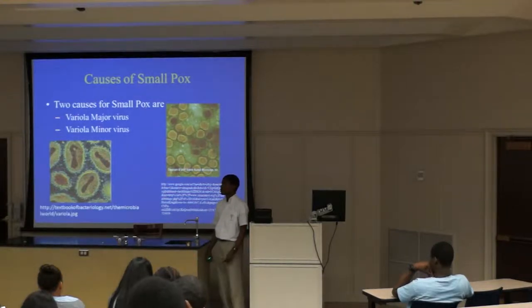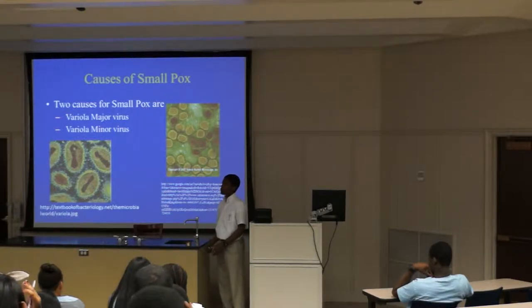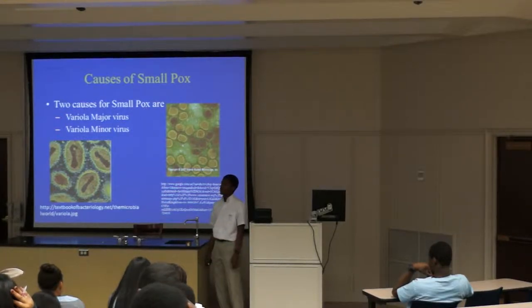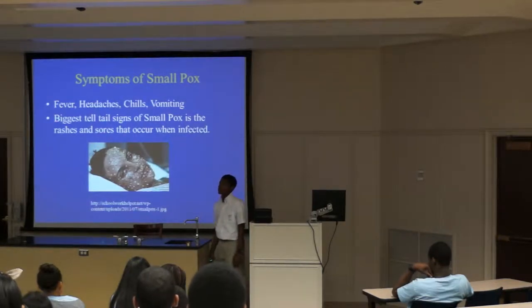Causes of smallpox. There are two main causes for smallpox, and that is the variola major virus and the variola minor virus. The variola major virus accounts for most of the more severe cases of smallpox, and the variola minor virus accounts for the ones that most people have recovered from. If you take notice here on the left, you'll see a picture of the variola major virus, and here is a picture of the variola minor virus.